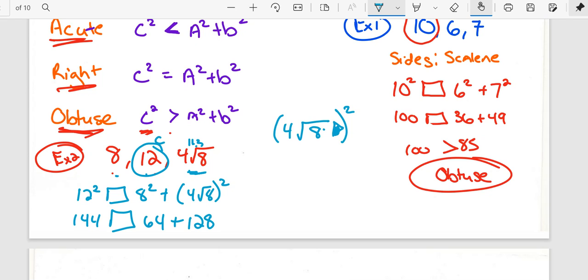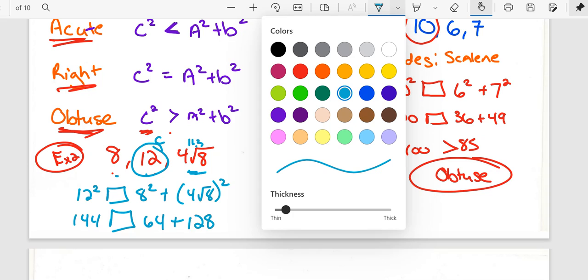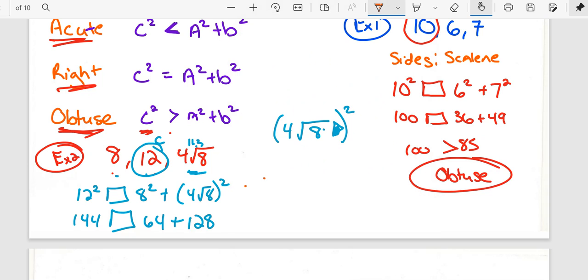So the last thing to do is to state what type of triangle it is. I'm going to add these up. It's going to be 144, and this is going to be 192. Any questions? So 144 is less than 192, so this is acute.